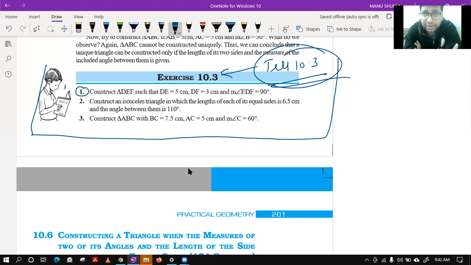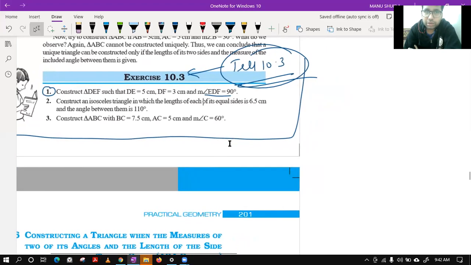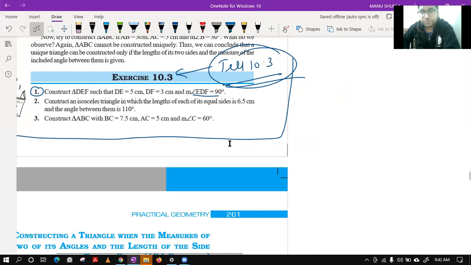Yes. Again, in this question also, first we will draw a rough diagram. Class, a rough diagram gives us a clear picture of what we are going to draw. So they are saying construct triangle DEF such that DE is 5, DF is 3 and angle EDF is 90 degree. Tell me, what should I draw as the base? Class, please tell, what should I draw as base in this triangle?